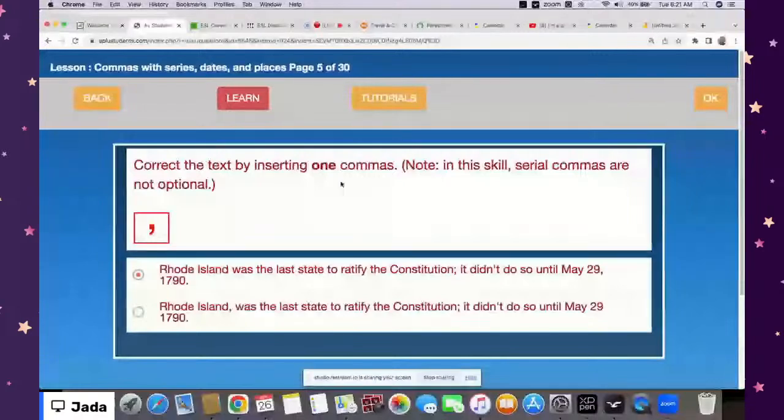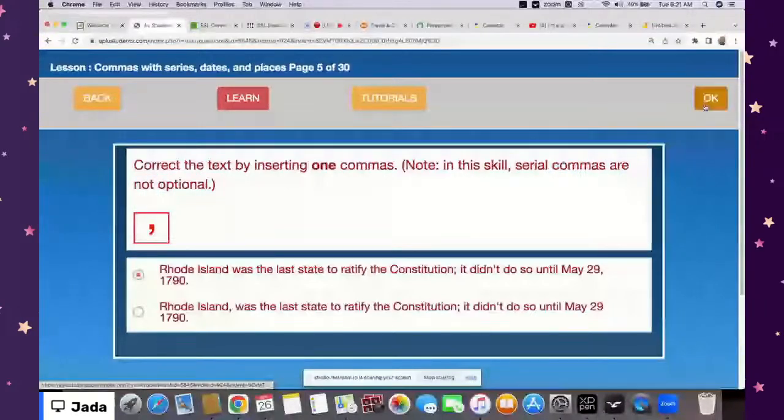Okay, for the next one, page 5, what's gonna be your answer here? Just one comma. Is it the first or the second? The first or the second? Yeah, okay, exactly. Because it's the first one. We need to add the comma after 29. Yes, because you need to make like the dates correct. So yeah.